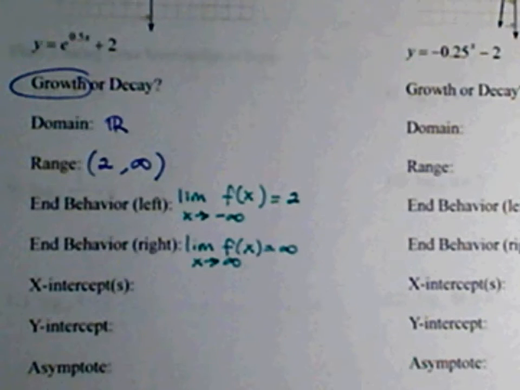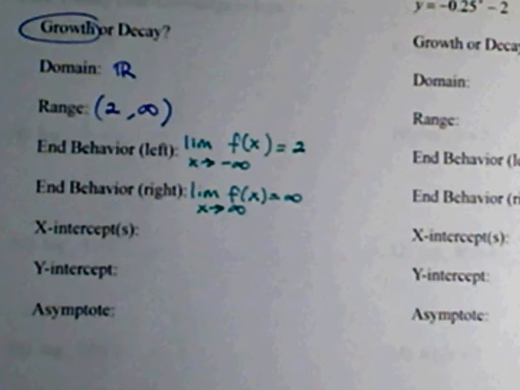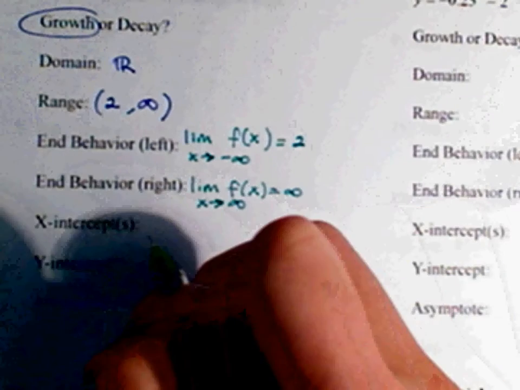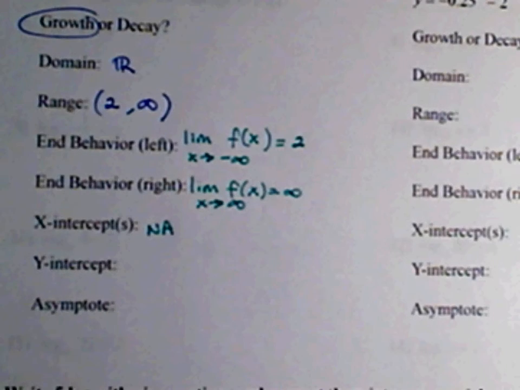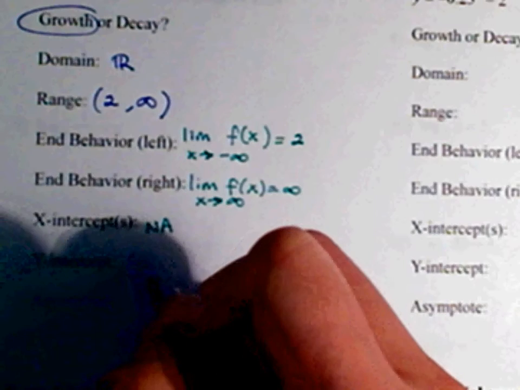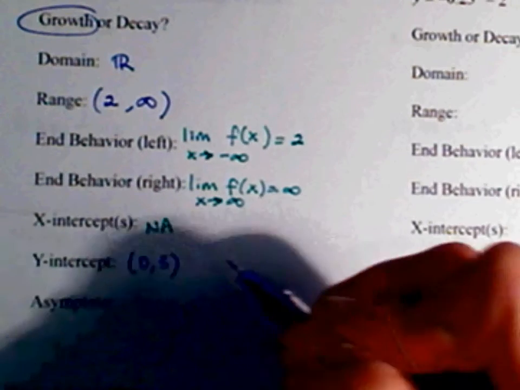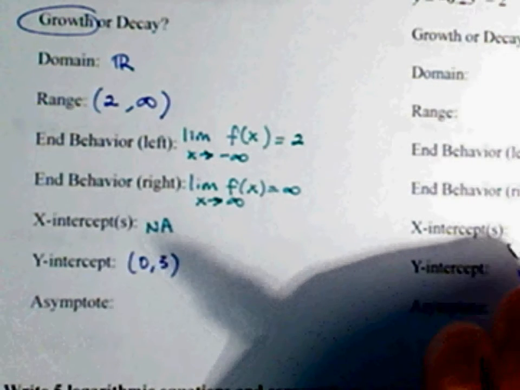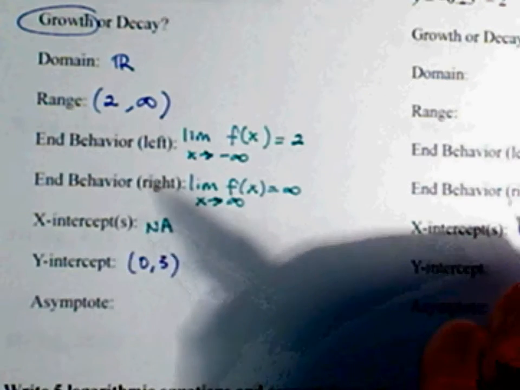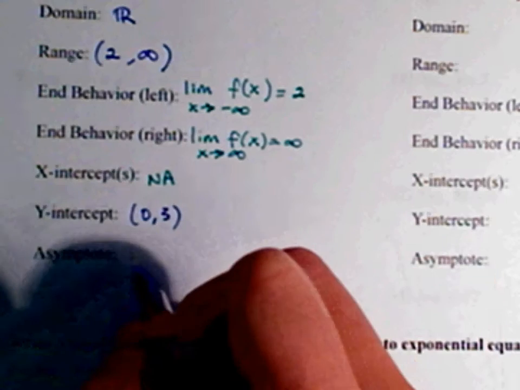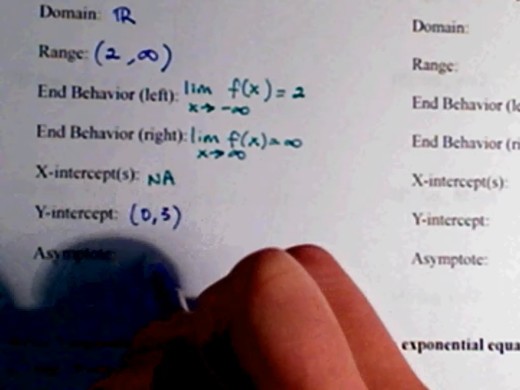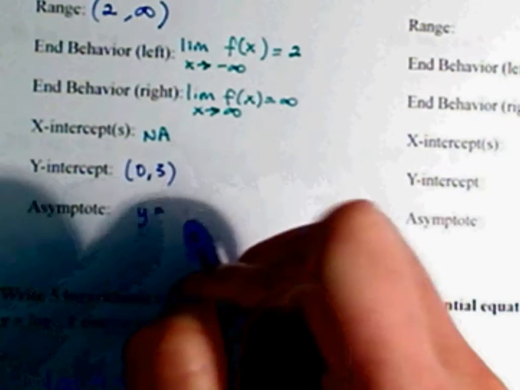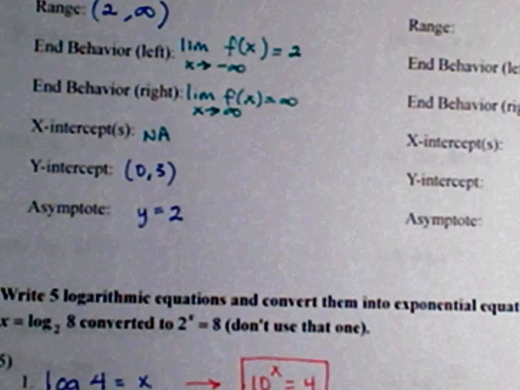Okay. According to this graph, what is your x-intercept? There is not one according to this one. If you want to check, you can go to your table. Your y-intercept, where are you crossing the y-axis? At (0, 3), not (3, 0). If it's (3, 0), it would be on your x-axis. And where's your asymptote? y is equal to what? 2. And there you have it.